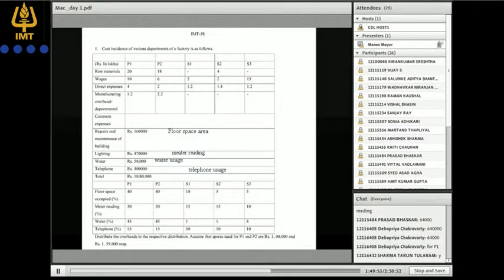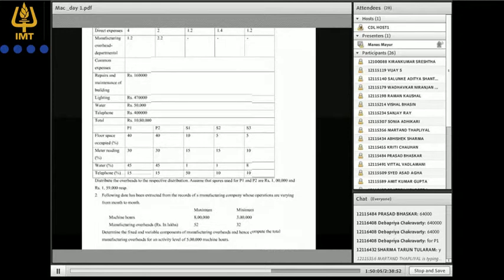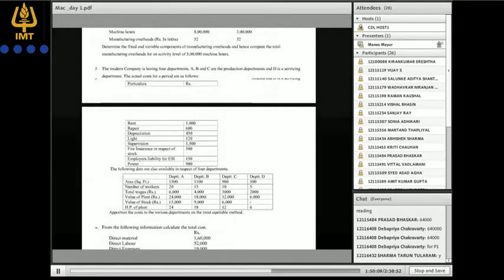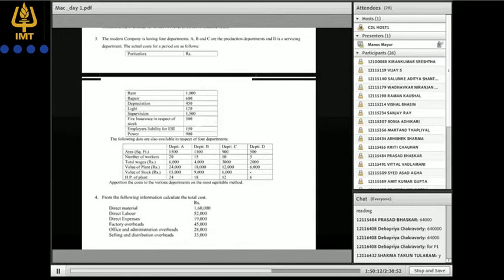So similarly for water and telephone also you can calculate in the same manner. So I don't think we should find any difficulty in calculating the values here. So we'll move to next question, not 2, but we'll move to question number 3 first, and then we'll come back to question number 2. Now let us see question number 3.